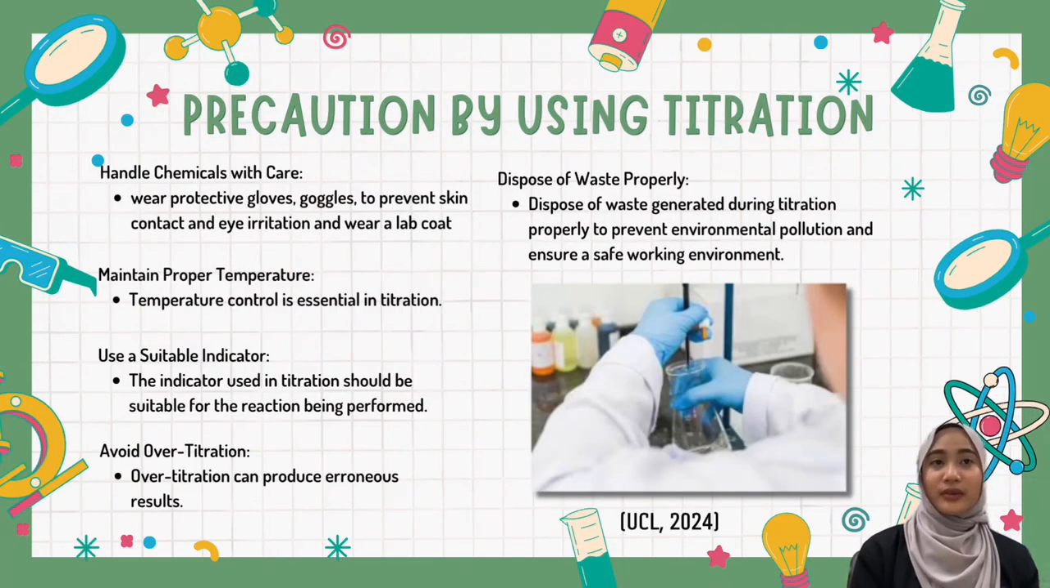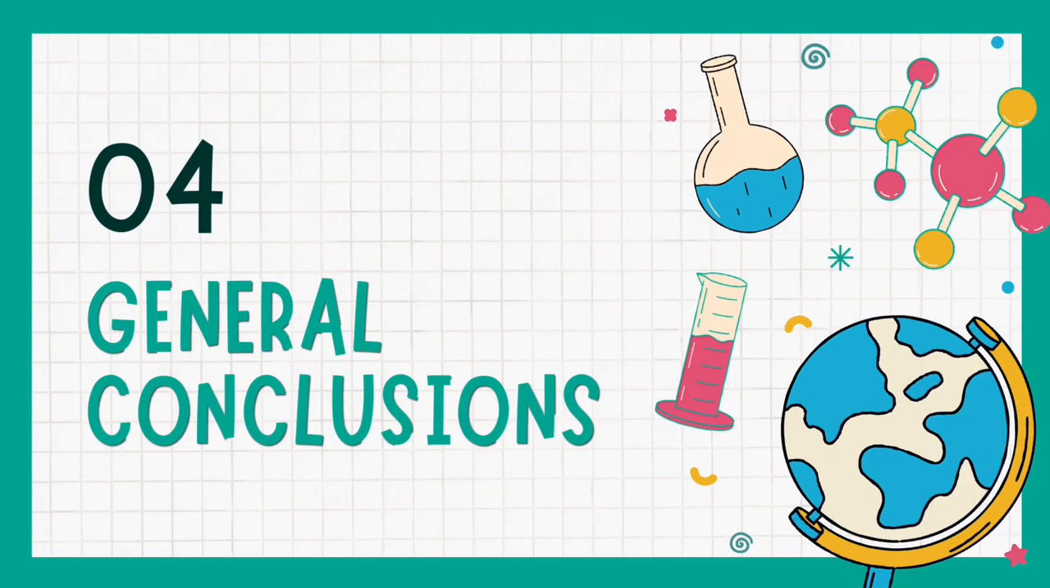Next are precautions when using titration. Firstly, handle chemicals with care. Wear protective gloves and goggles to prevent skin contact and eye irritation, and wear a lab coat. Maintain proper temperature. Temperature control is essential in titration. Use a suitable indicator. The indicator used in titration should be suitable for the reaction being performed. Avoid over-titration. Over-titration can produce erroneous results. And lastly, dispose of waste properly. Dispose of waste generated during titration properly to prevent environmental pollution and ensure a safe working environment.